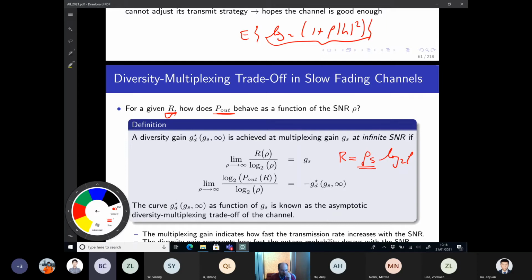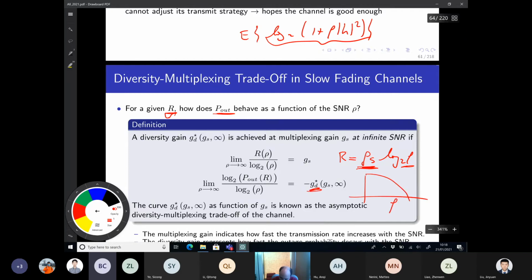So I have a long-term SNR, for instance, 10 dB. I have a channel realization H, which I don't know. But what I would like to do is, because I have higher SNR, let's say I move from 10 dB to 20 dB, I want to increase the rate of transmission. And so GS will tell you how quickly you want to increase your rate with the SNR, essentially. Your long-term SNR, right?